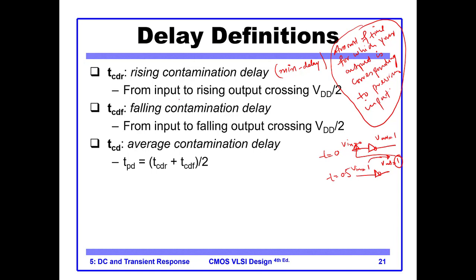So rising contamination delay, from input to rising output crossing VDD by 2, falling contamination delay, from input to falling VDD by 2, and average contamination delay is TCDR plus TCDF divided by 2. This is basically, sorry, this is not TPD, this is TCD. Okay.